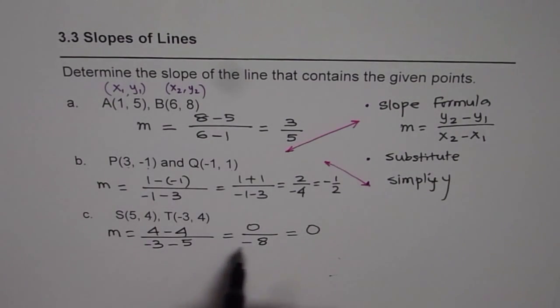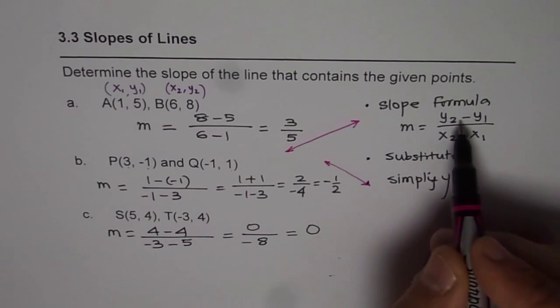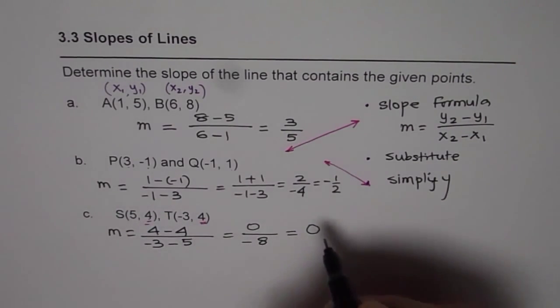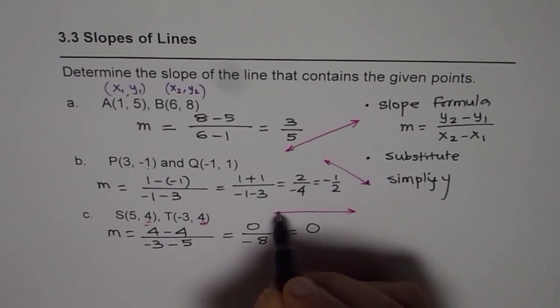However, when we have a situation where the slope is 0, it means change in y value is 0. Do you see? Both places you'll see y values 4. So the y value is not changing at all. So this is an example of a horizontal line.